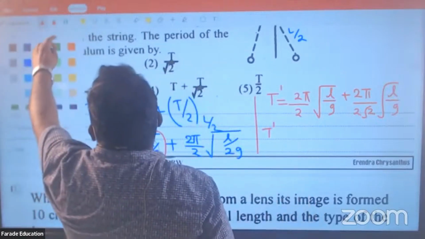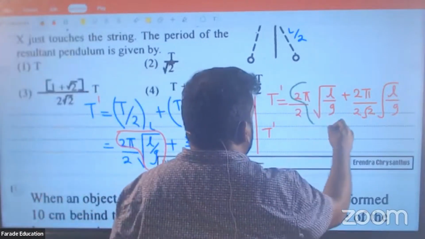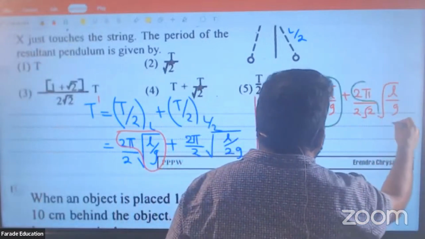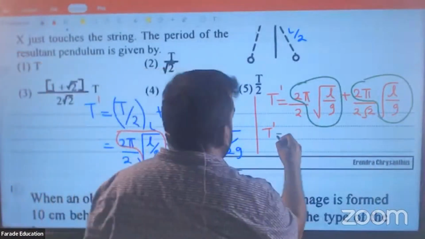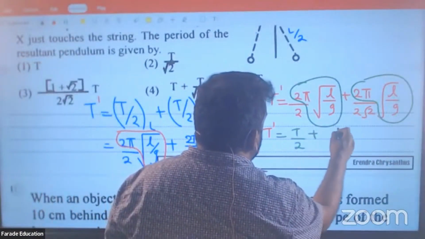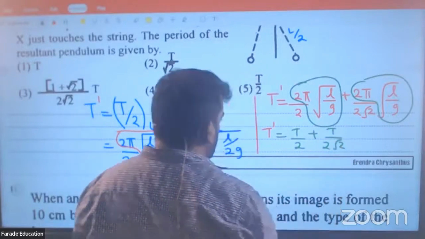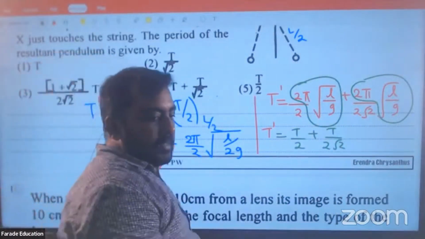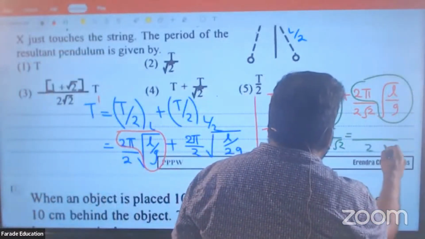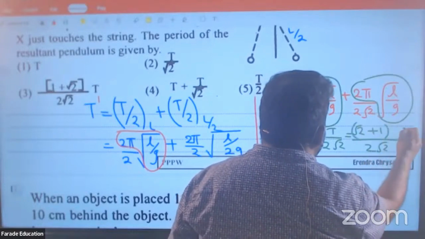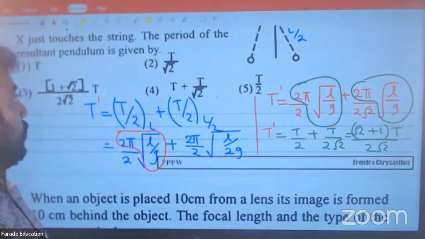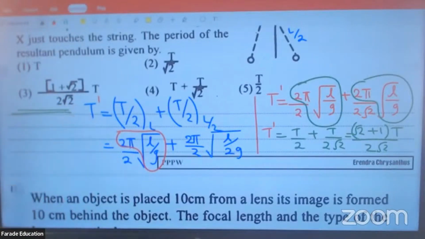Now simplify. This whole part is periodic time T when the length is L. So T divided by 2 plus T divided by 2 root 2. Simplify the relationship with common denominator 2 root 2: root 2 plus 1 times T over 2 root 2. Correct answer is answer number 3.